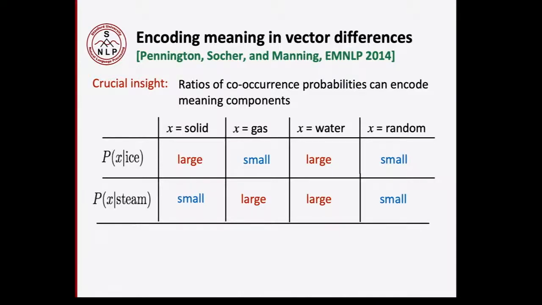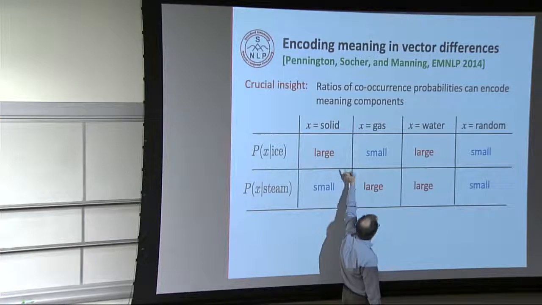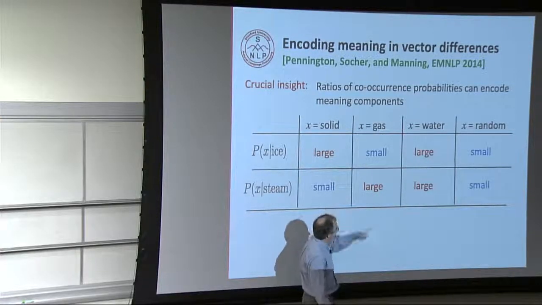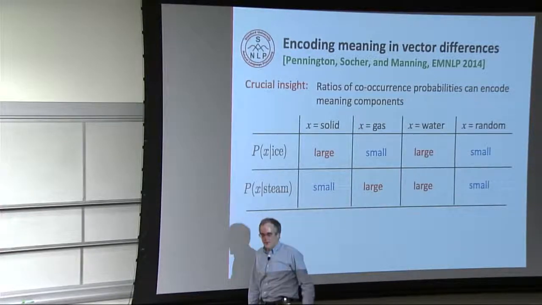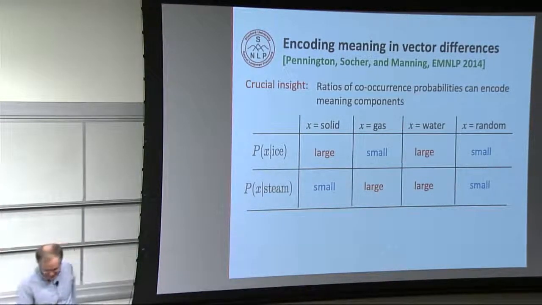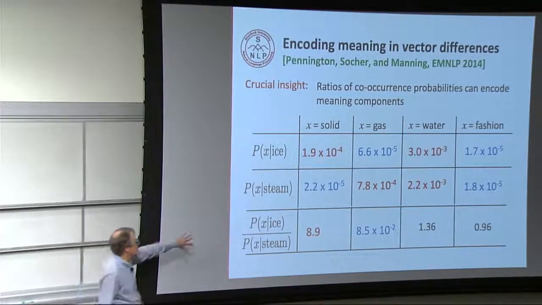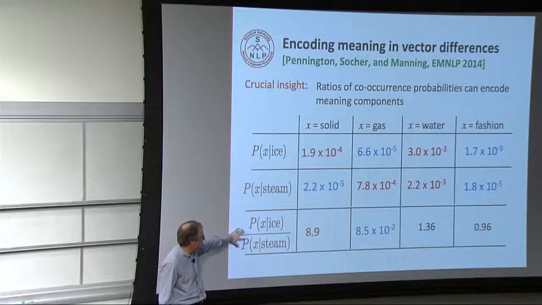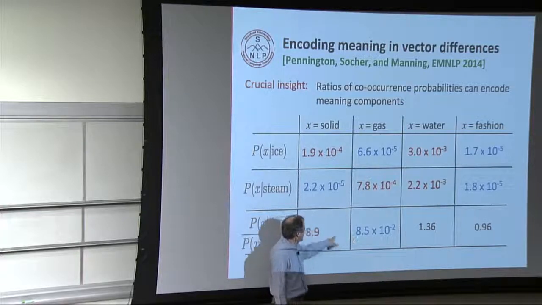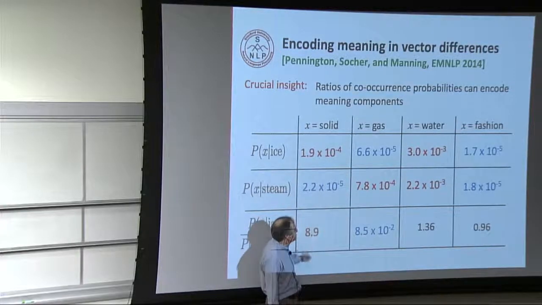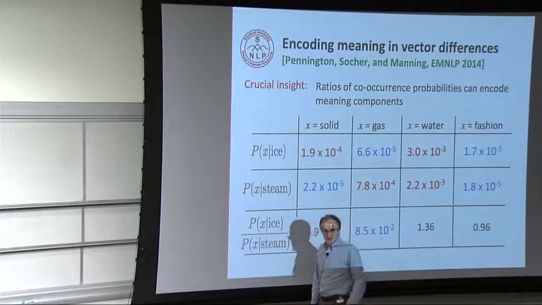But the thing to notice is it's not enough to just have large by itself, because large appears both here and here, or small appears there and there. The thing that's interesting is the difference between these components, and they're indicating a meaning component. We can get at that if we look at the ratio of co-occurrence probabilities. This ratio is a dimension of meaning, and for other words, it cancels out to about 1.